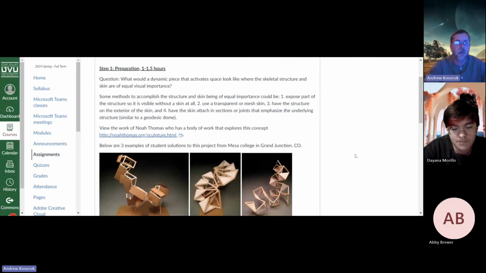Let's see, I wanted to show you the assignment for structure with a skin. So I'm going to be sharing this again. I wish there was a faster way to do this. I just have to hit all the right buttons from my point.